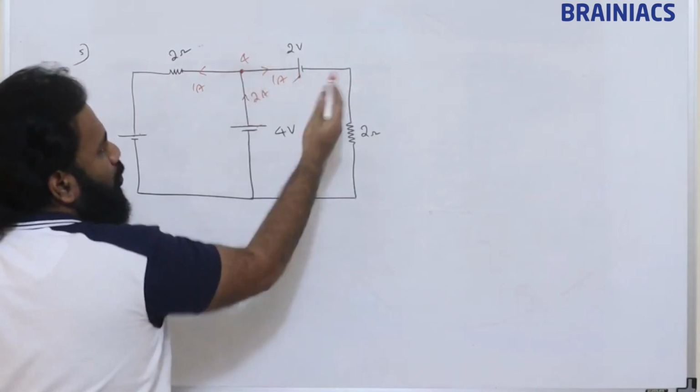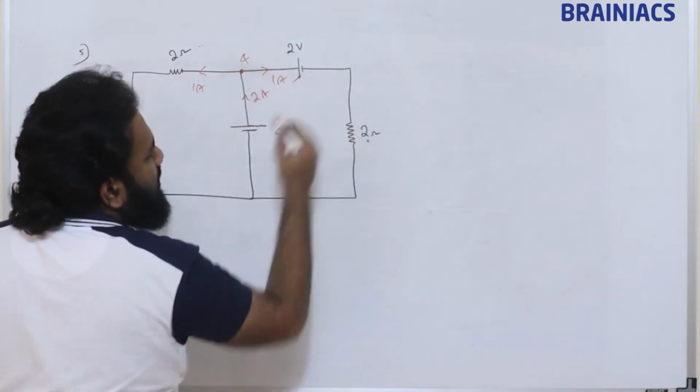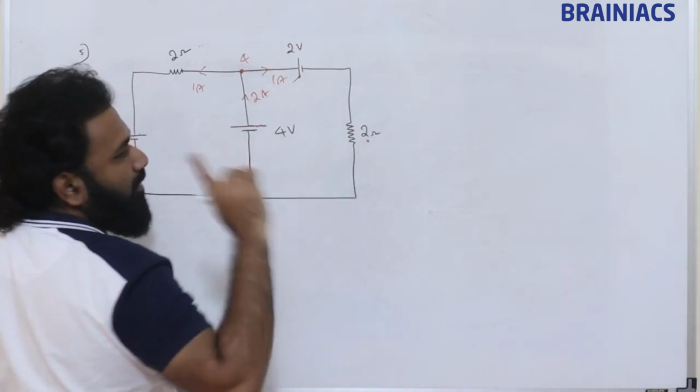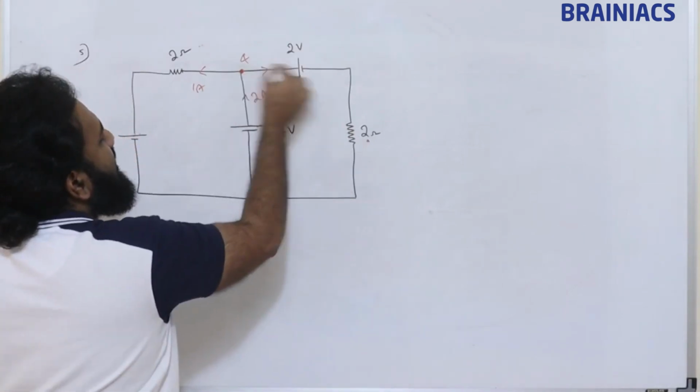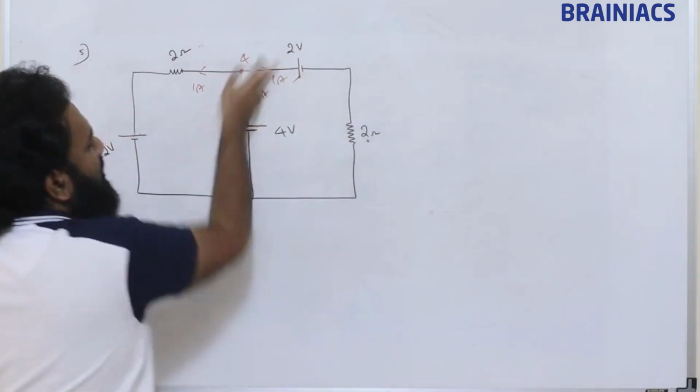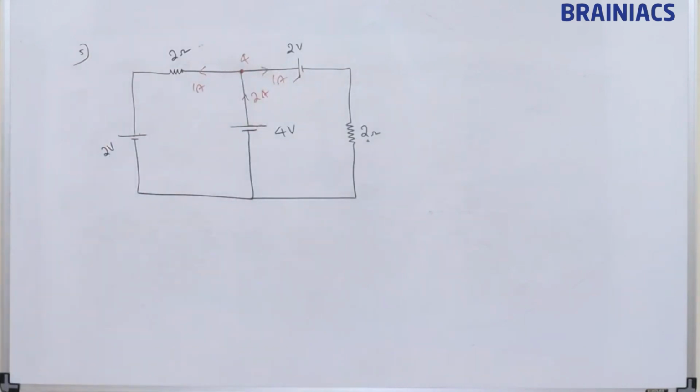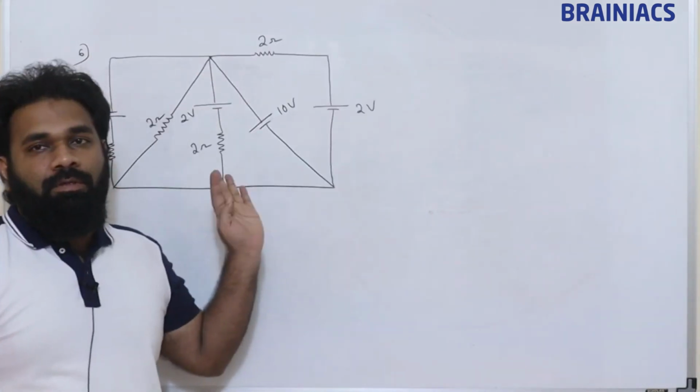So this is also positive, this is also positive. So 4 minus 2, 2. 2 volt by 2 ohm is how much? 1 ampere. Since this is greater than this, leaving. So from this we will be able to do. Clear? Okay, see students, this is the next question.